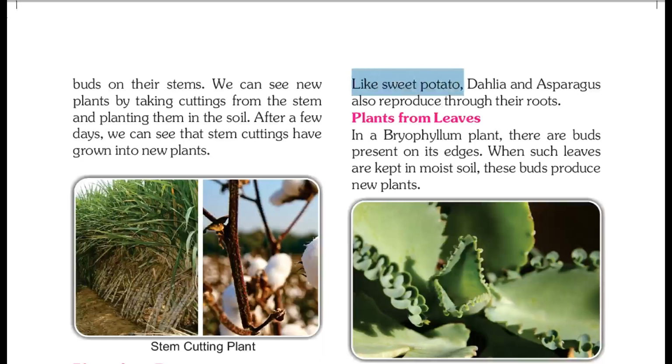Like sweet potato, dahlia and asparagus also reproduce through their roots. Plants from leaves. In a bryophyllum plant, there are buds present on its leaf edges. When such leaves are kept in moist soil, these buds produce new plants.